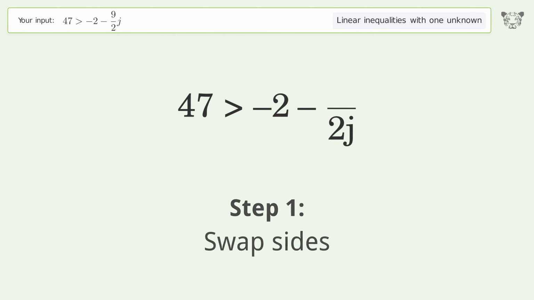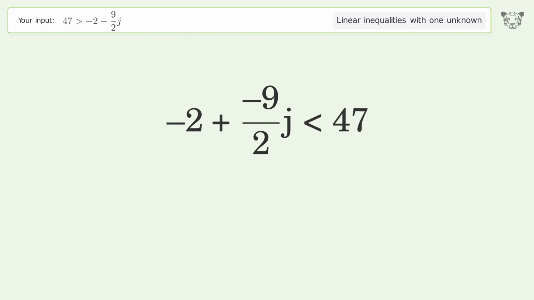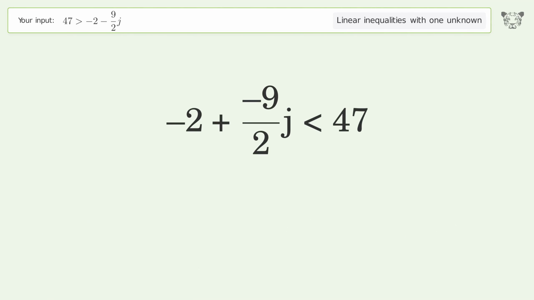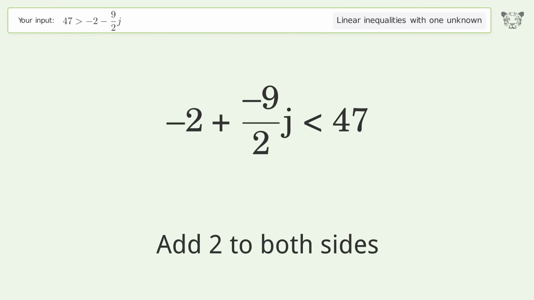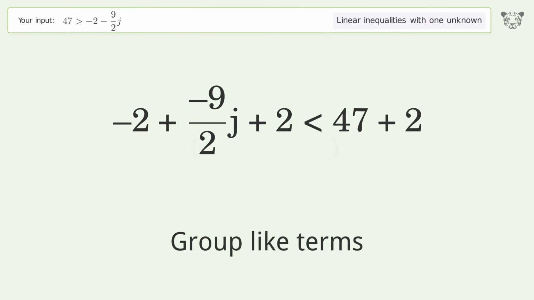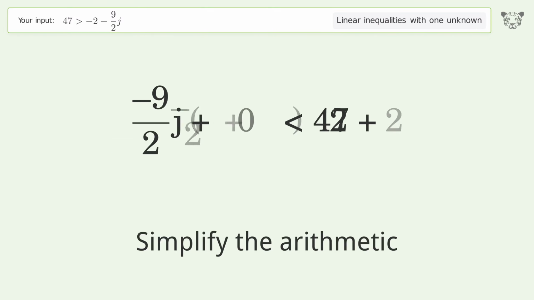Swap sides. Group all constants on the right side of the inequality. Add 2 to both sides. Group like terms. Simplify the arithmetic.